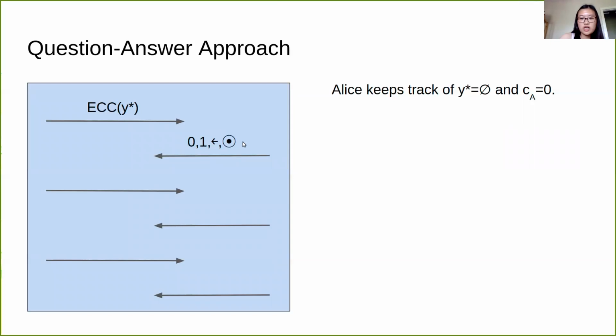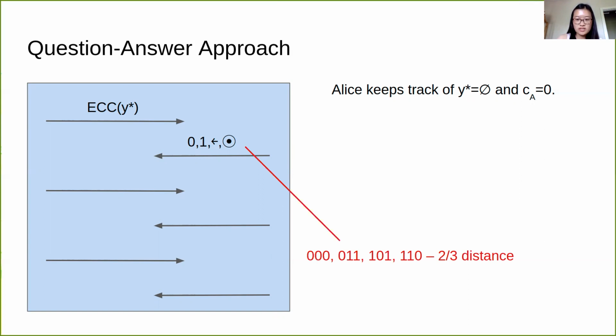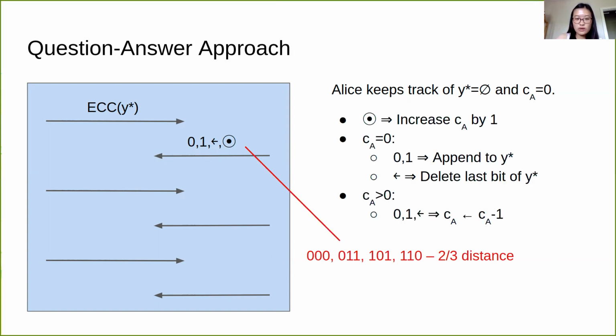And this bullet symbol means, okay, good, you have the correct guess, y star is equal to y. Now start increasing your confidence. The important point is that these 4 messages can be distance 2/3 apart, which is going to be vital for us. Meanwhile, when Alice receives the bullet, she's going to increase her confidence by 1. Otherwise, if her confidence is 0 at the moment, she's going to either append the bit or delete the last bit according to the instruction. And if the confidence is greater than 0 and she receives 0, 1, or delete, she's going to decrease her confidence.